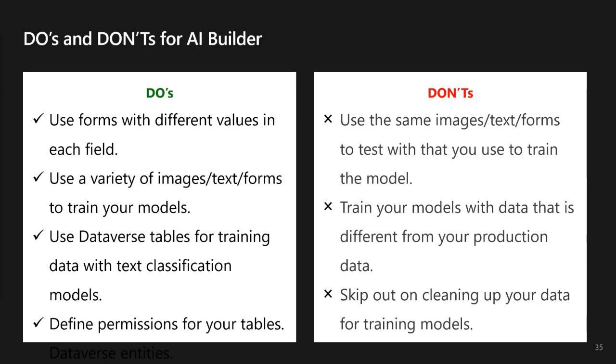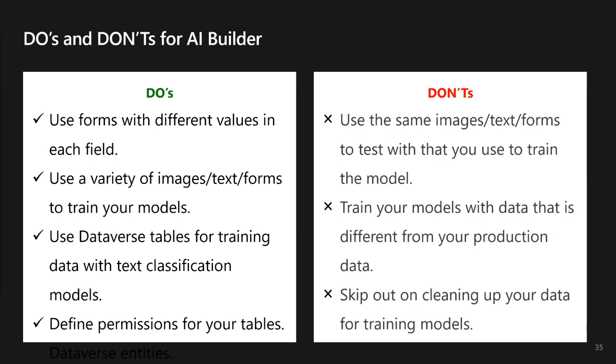You'll also want to make sure that you're using Dataverse tables for training data with text classification models. And make sure that when you set up those tables in your Dataverse that you define proper permissions on those tables. Some things not to do when you're working with AI Builder.